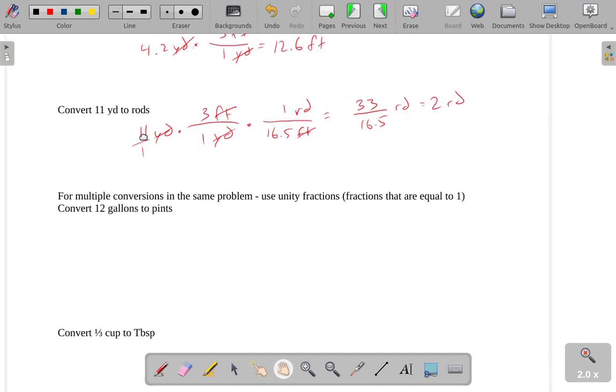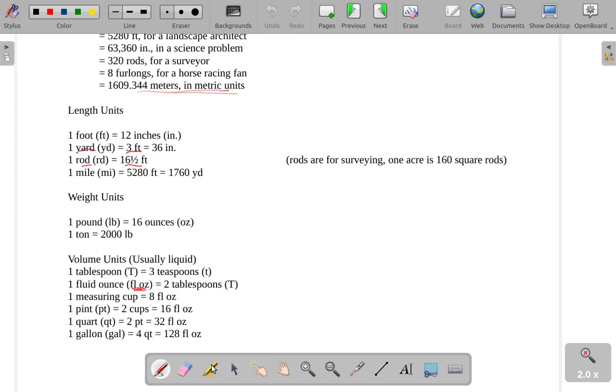I could have done this one step at a time. I could have multiplied those together, got a number of feet, then multiplied it by this and gotten a number of rods. But it's a lot easier to just kind of do it all at once. So if we want to go from gallons to pints, let me go over to here and figure out how I'm going to get there.